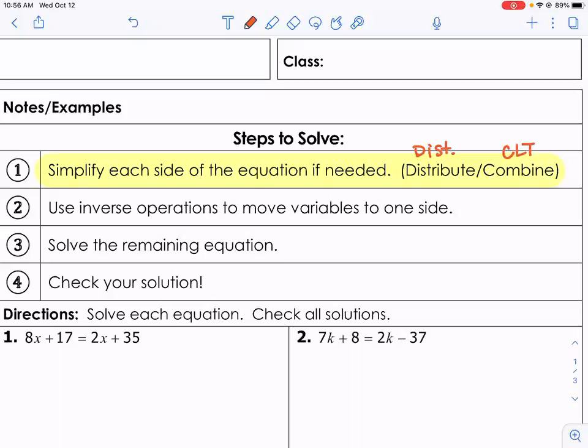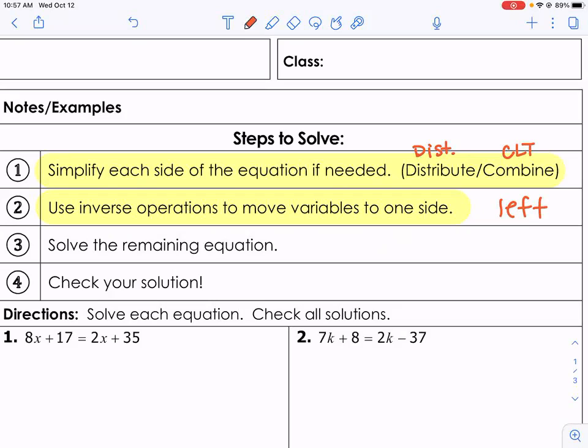Now, since we have a variable on both sides, our second step is going to be to use inverse operations to move the variables to one side. So you need to pick a side. Do I want my variables on the left? Do I want them on the right? I will tell you for notes purposes today, I'm gonna move the variables to the left side because enough of you like your answer to be x equals 1, not 1 equals x. So let's just move the variables to the left side, that way they're there.